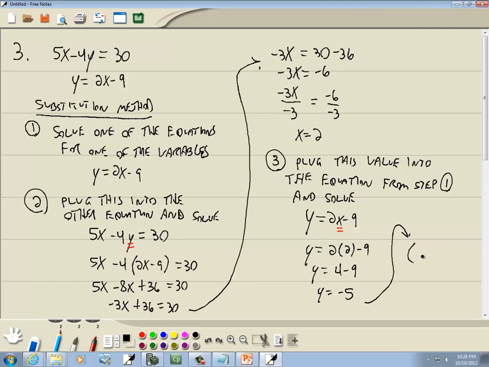So our answer, we write it in point form. We said x was 2, and we said y was negative 5. So our answer is (2, negative 5).